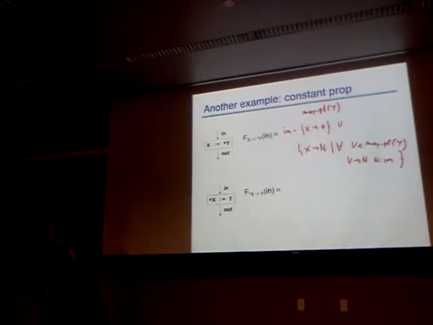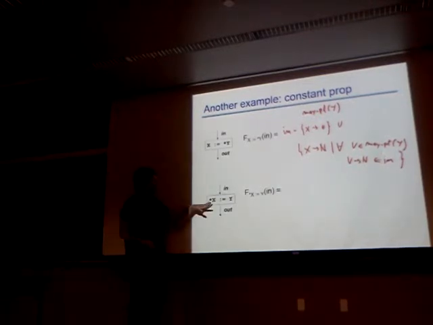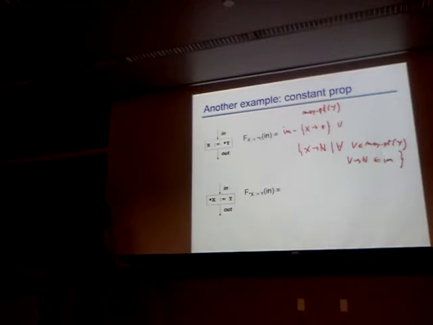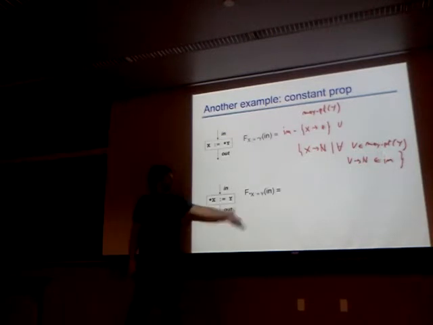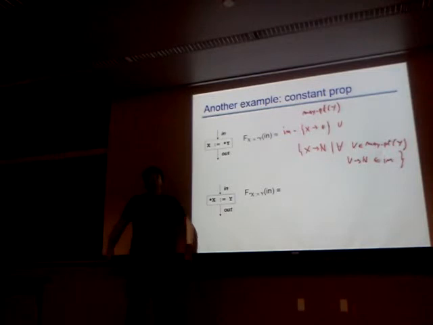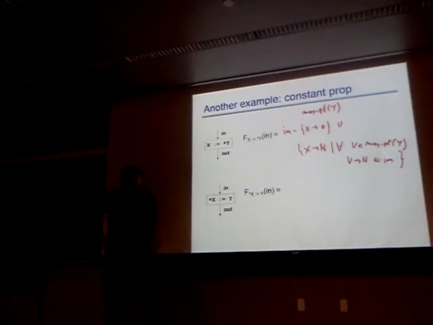How can we do better if we don't know anything about x? How can we do better than just the empty set? Let's say we have no information about x. How can we get any information going through this statement? We don't know anything about x. You have no clue.